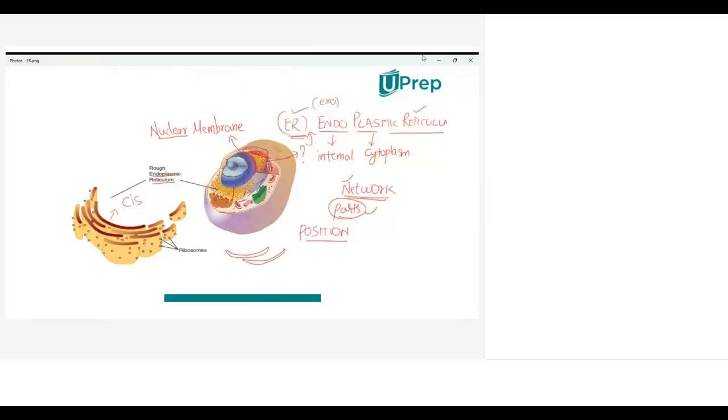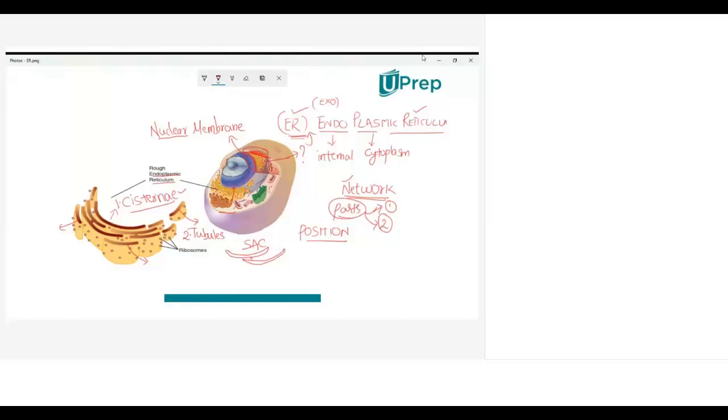Such sac-like structures are called cisternae. This is one part of the endoplasmic reticulum, called cisternae, or sac-like structures in the endoplasmic reticulum. Other than that, you have individual structures which are not branched and not joined to anything. Those are called tubules. The second part of the endoplasmic reticulum is called tubules.